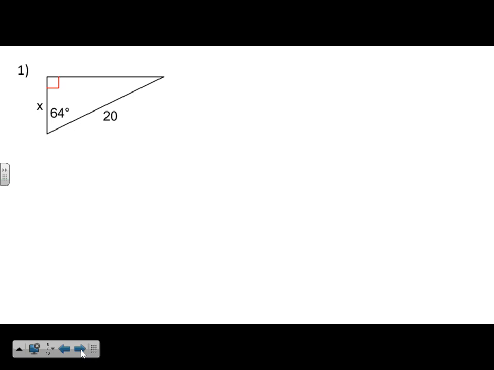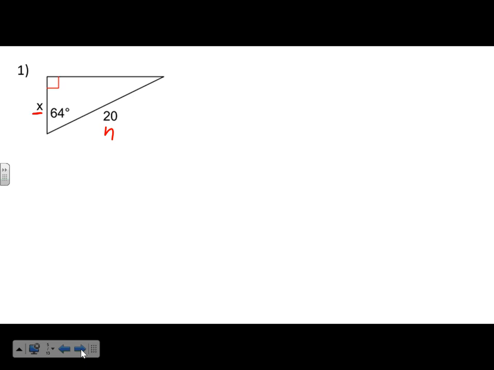So let's get started with this one. The very first step, and I used to not teach this step, and I think a lot of students started getting confused with this. The first step is we want to label the sides we're working with. Well, obviously this is the hypotenuse. That's the longest side. But is this side the adjacent or the opposite?